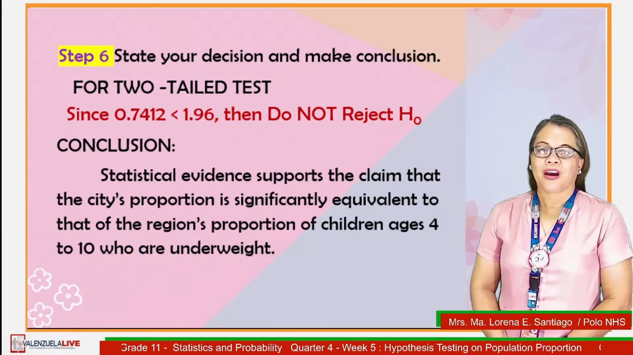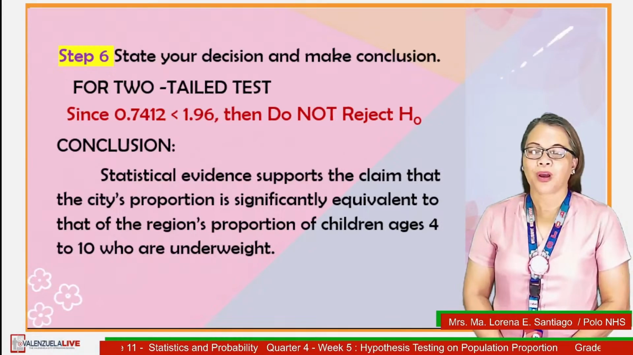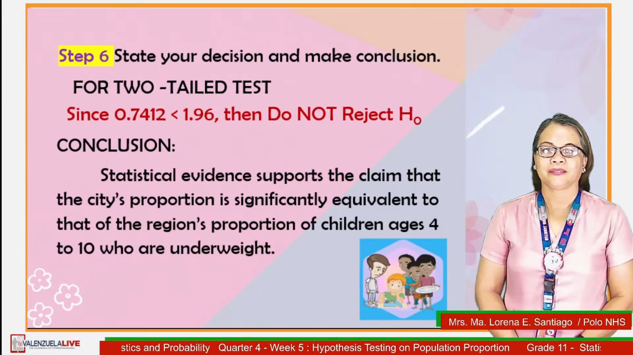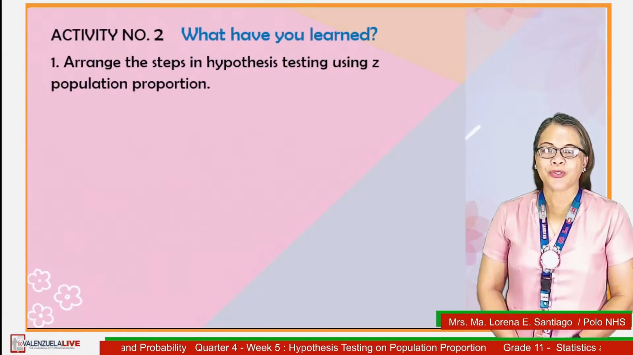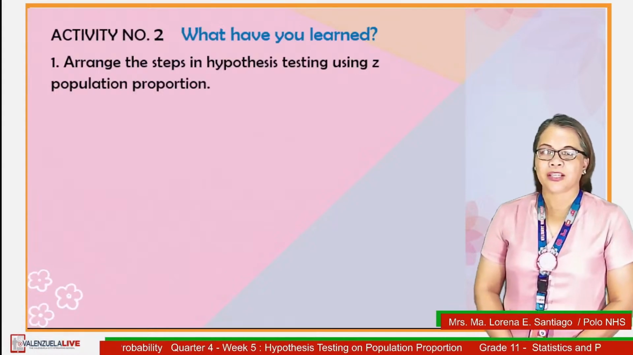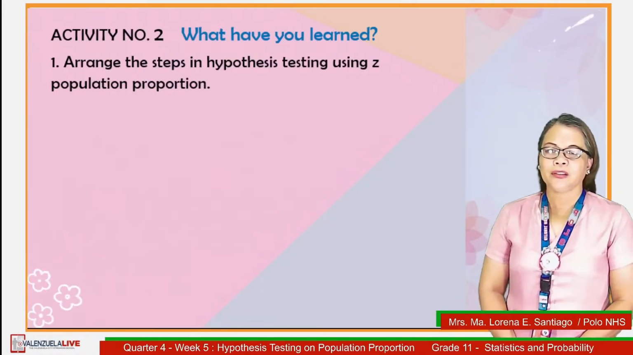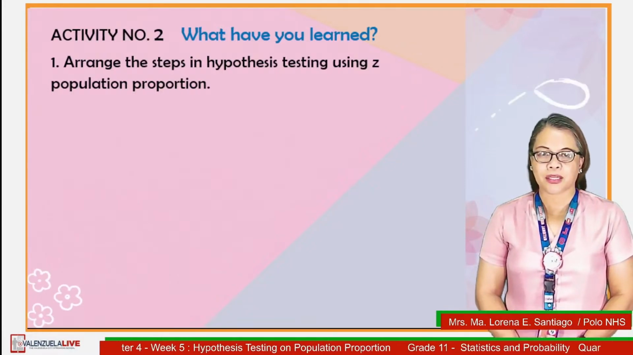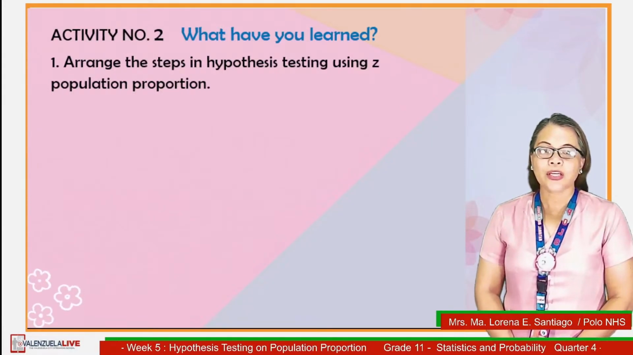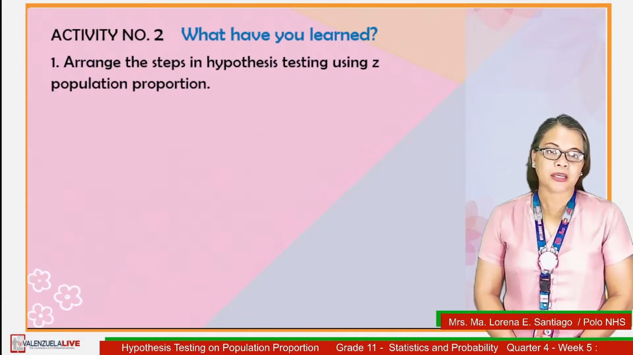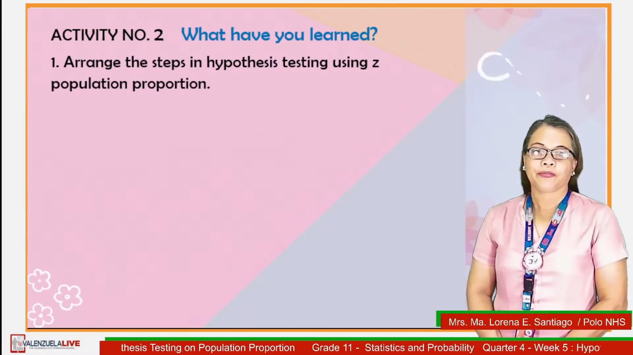So, are you ready to find out how much you have learned today? Let's go to activity number 2. It's entitled, What Have You Learned? In number 1, you are going to arrange the steps in hypothesis testing using the population proportion. Here are the steps in random order.